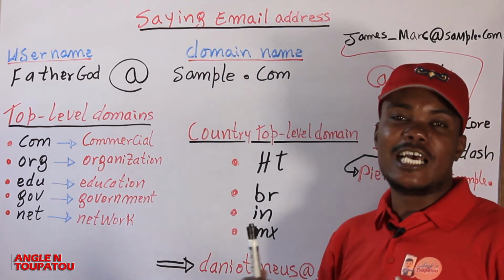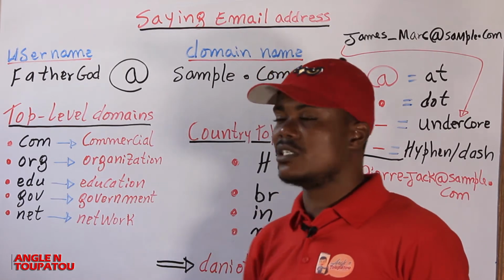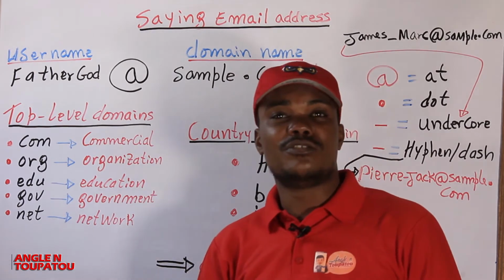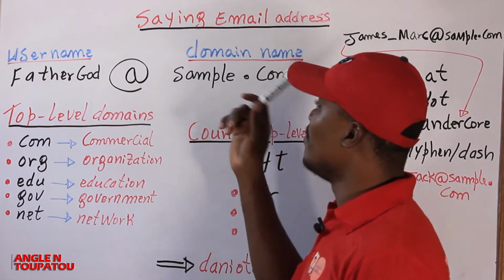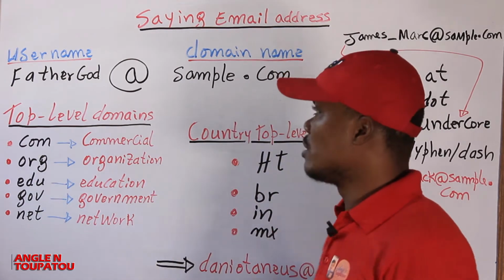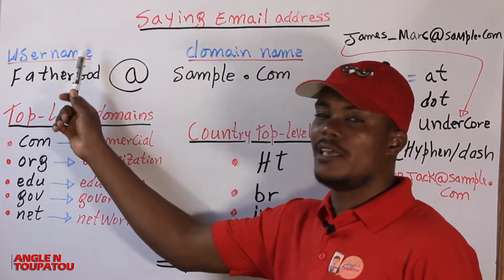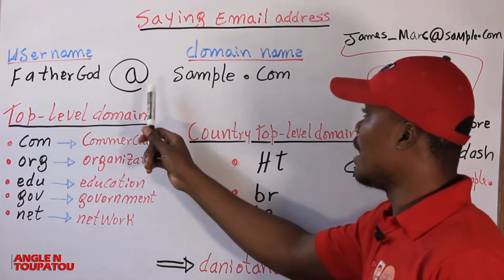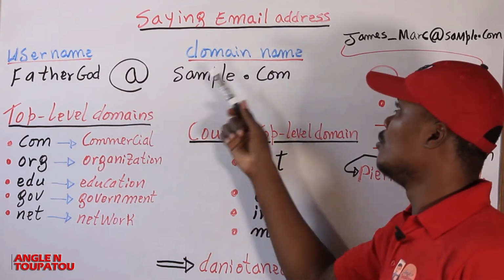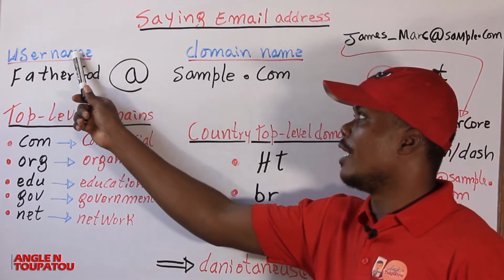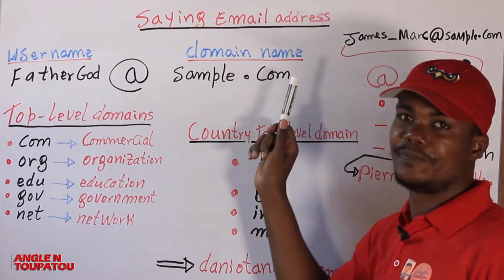You are going to learn how to say email address in English. Email address is an electronic address you can give somebody to write you, maybe to get contact with you. This is what I call email address. Email address has two parts in English. We got the username, and then we got this. You're gonna learn how to pronounce this. And then we have the domain name. We got username plus this plus domain name.